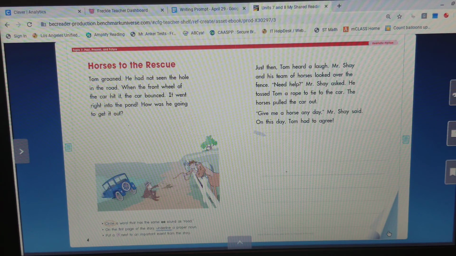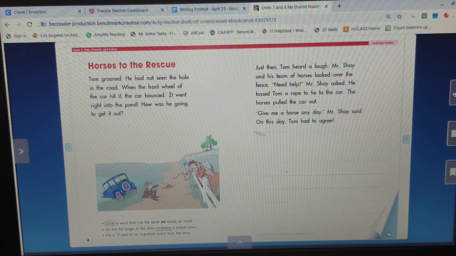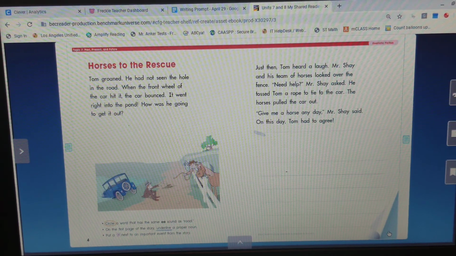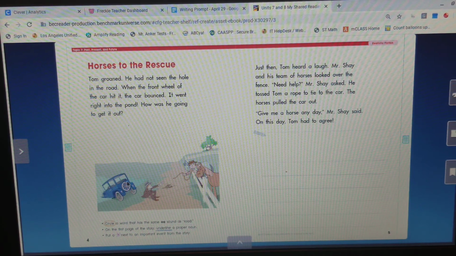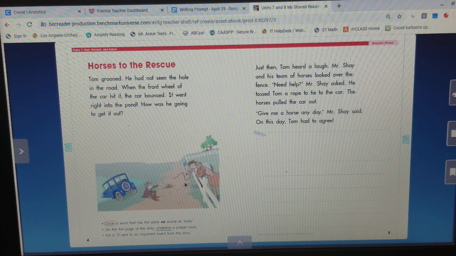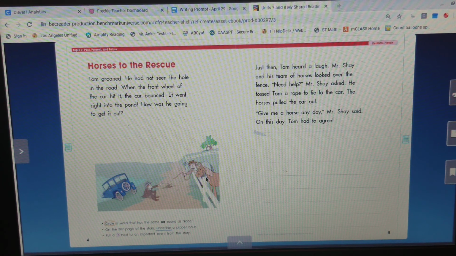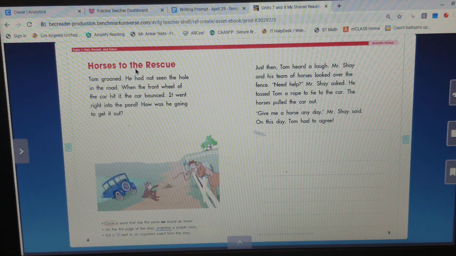All right, today's story is Horses to the Rescue. I want you to think about this picture. Notice the car, the man, and then what this man is doing. And I see horses. The title is Horses to the Rescue.